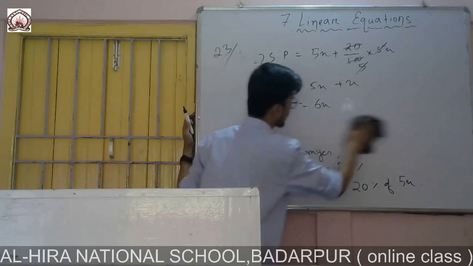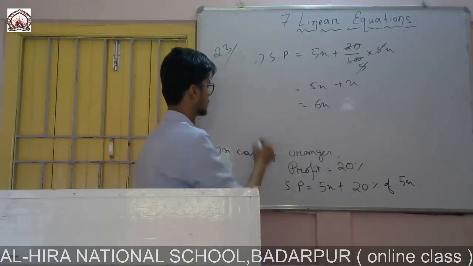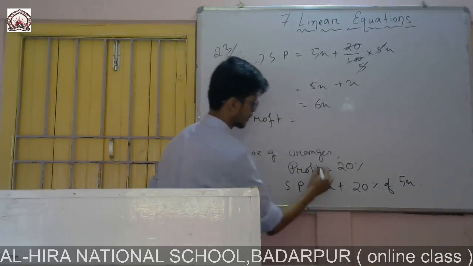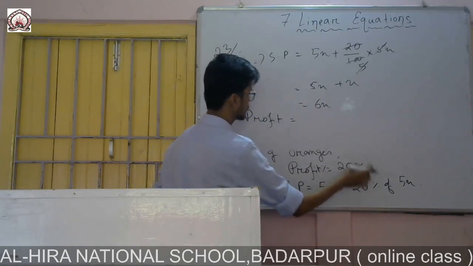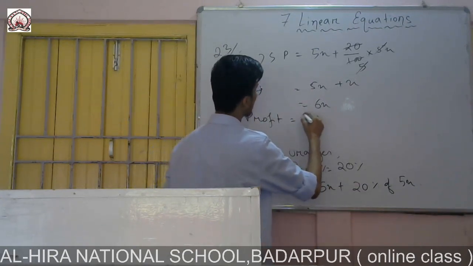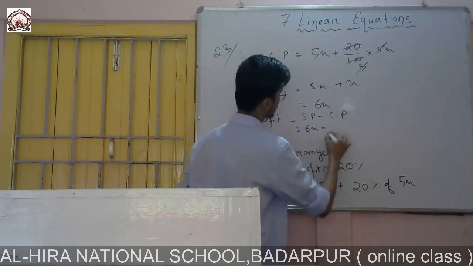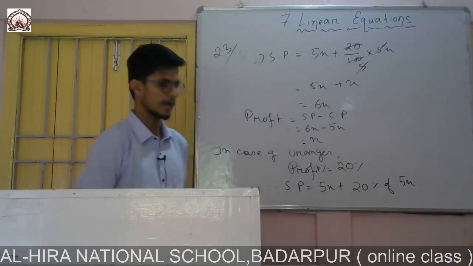So from there we can find the profit. How can we find the profit? Selling price minus cost price. So this will be profit percent, you can make it correct. It will be just profit percent equal to 20%. So profit will be equal to SP minus CP. That means 6x minus 5x. Profit is x.